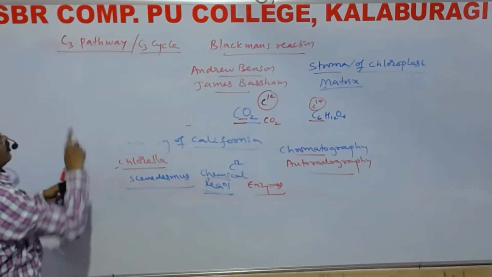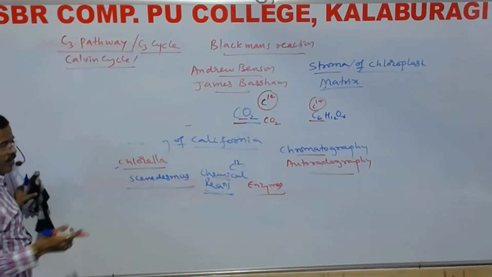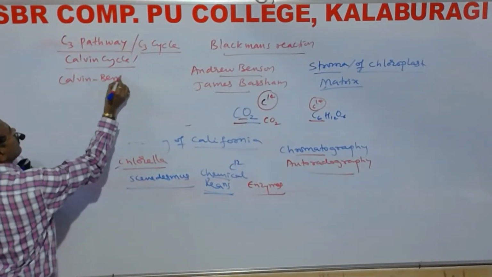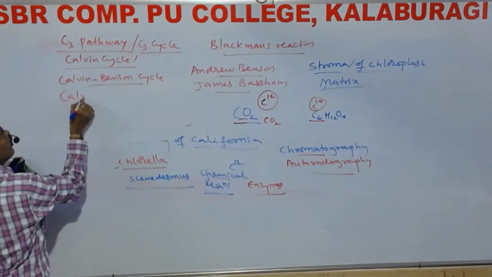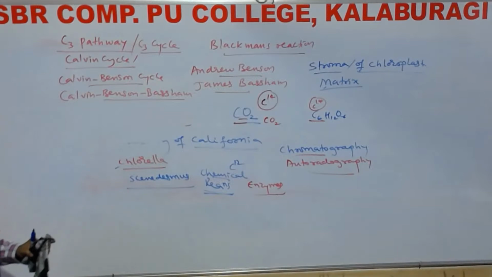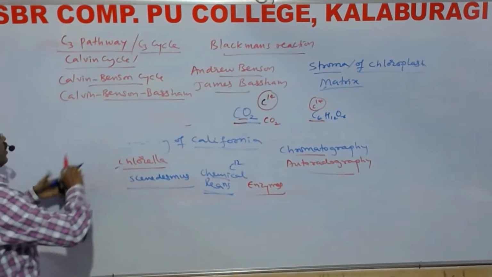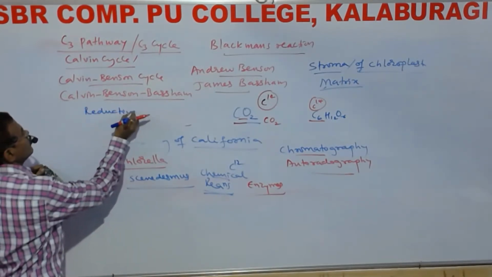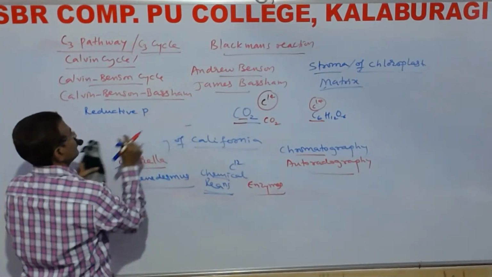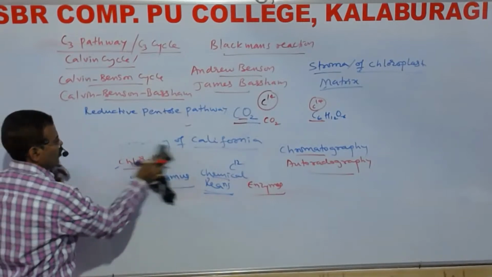So that is why this C3 pathway has another name, the Calvin Benson cycle. One more name you can give is the Calvin Benson and Bassham cycle, as his friends and co-workers also assisted in finding out the complete set of chemical reactions resulting in the synthesis of carbohydrate. That's why this pathway is known by different names. It is also referred to as the reductive pentose pathway, RPP.